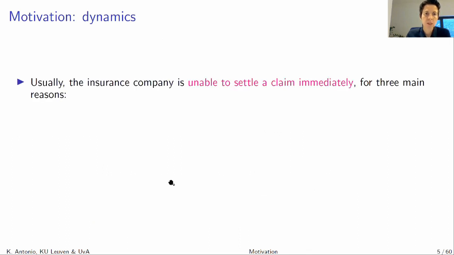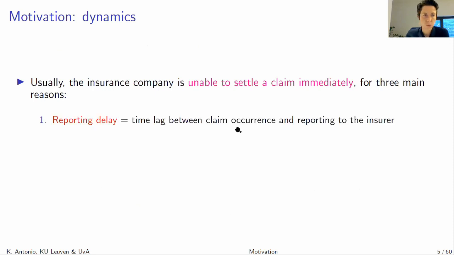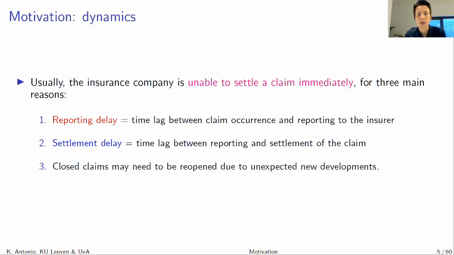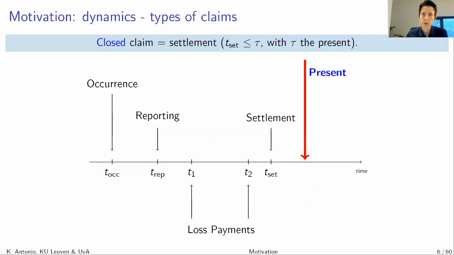Now, the insurance company is unable to settle this claim immediately, and that's because of the reasons that we just mentioned. There is the reporting delay, there is the settlement delay, and closed claims may need to be reopened due to some new developments coming up. We're going to distinguish now between a couple of different types of claims. And the first claim that we're going to distinguish is a closed claim.